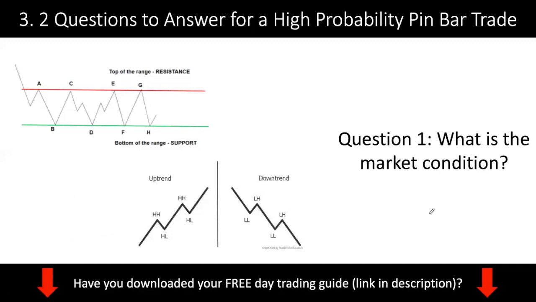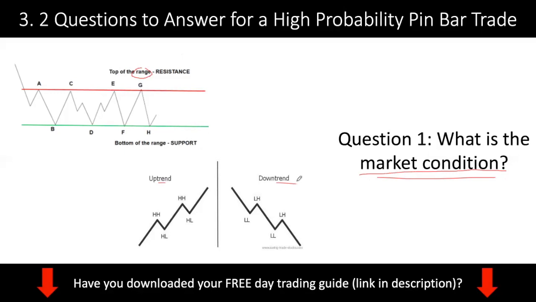But the first question you want to ask yourself is, what is the market condition? So there are only 2 kinds of market condition. You have the ranging, or you have the trend. Whether it's uptrend or downtrend, I just classify it as a trend. So when you look at a chart, ask yourself first, what is the market condition? Is it ranging or is it in a trend?